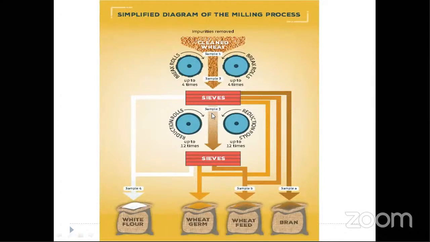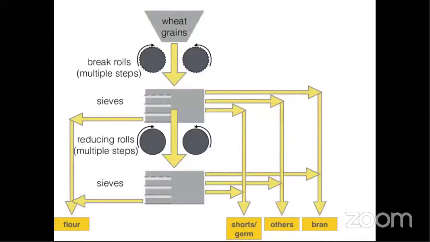फिर हम क्या करेंगे, जो हमारे पास सीमोलिना आई है उसको we will pass through the reduction rolls up to 12 times it is passed, but हम ये करते हैं 3 से 4 बार पास करते हैं, फिर उसको सीव करते हैं, और सीव करने के बाद again we will get this wheat germ, wheat feed and the bran. So this is how the milling process is carried out. So this is again a diagram, and you may see these break rolls, they have corrugations, and these reduction rolls, they are very smooth.